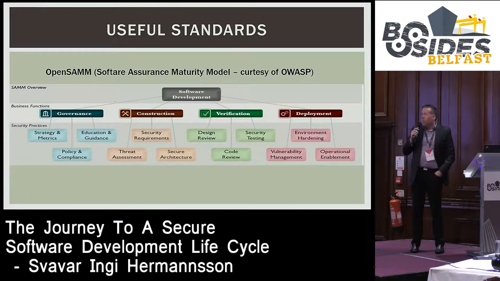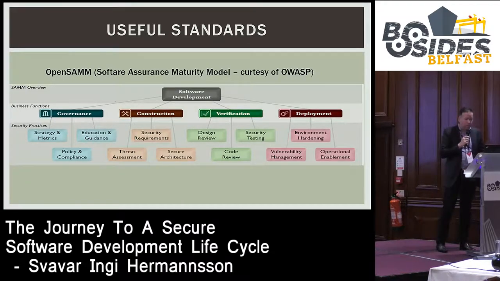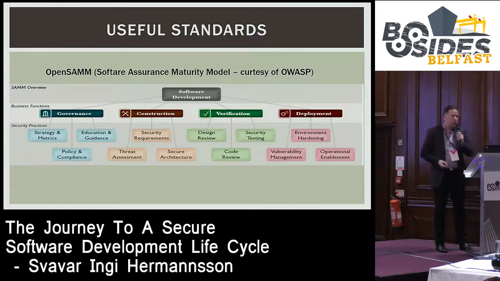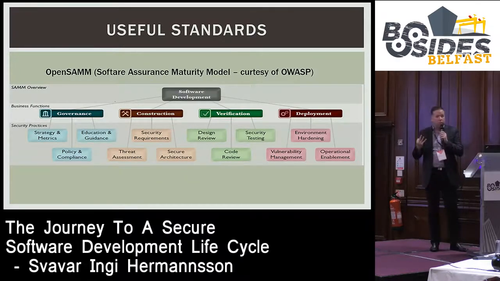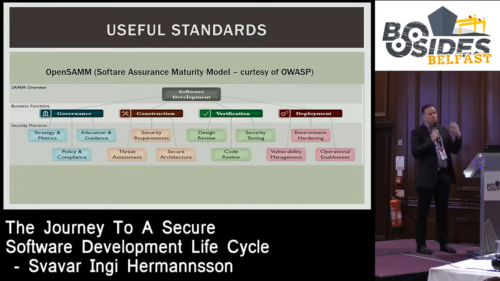The last standard that I want to mention is the Open Software Assurance Maturity Model. It's been maintained by the Open Web Application Security Project. I'm sure most of you are familiar with the OWASP Top 10. They have a lot of other cool projects, and this is one of them. What they've done is they've taken the software development process and broken it down into four different business functions. Then each business function has been broken down into three different security practices. And for every security practice, you get a questionnaire. Have you implemented X? Have you implemented Y? And so on. Based on your responses, you get a score between 0 and 3.